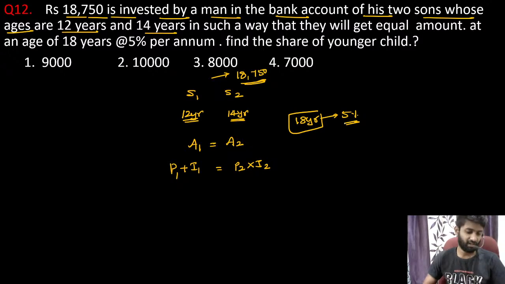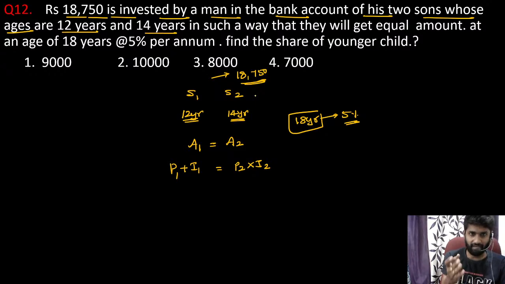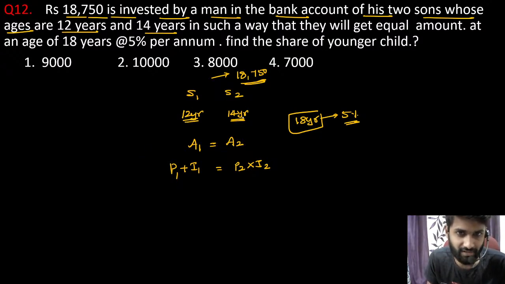Then what is the share of the younger child? See, guys, there is an amount of 18,500 that he deposited in a bank for his two sons. One is 12 years old, the other is 14 years old. At the end of 18 years, at a rate of 5% per annum, both the amounts are equal. So what is the meaning of amount? Amount is a combination of principal and interest.